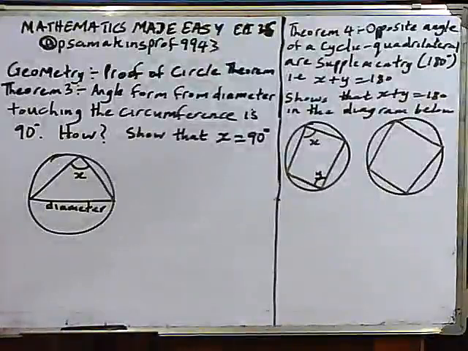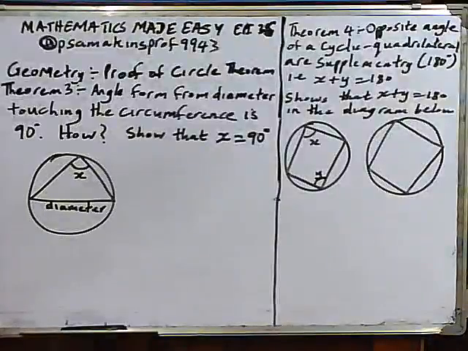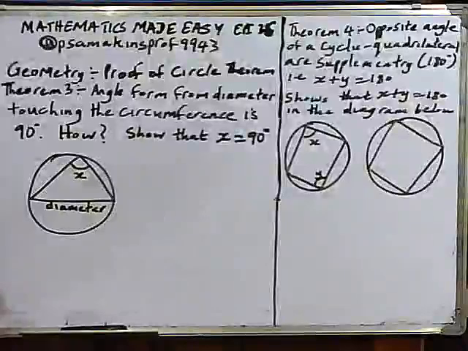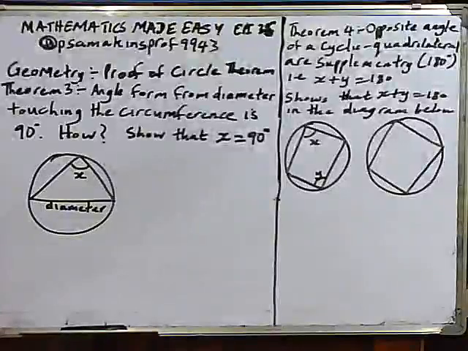We have already proved theorem 1 and theorem 2. We want to look at theorem 3. Angle formed from a diameter touching the circumference of a circle is always 90 degrees, or invariably you can say that angle formed from a diameter of a circle touching the circumference is always a right angle.